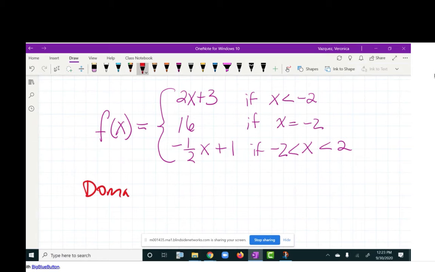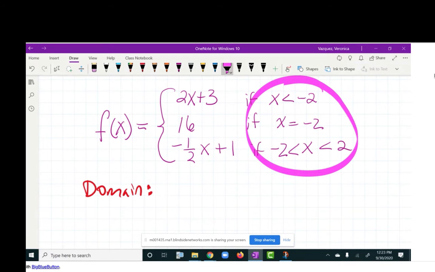Okay. So the first question is about the domain. What's the domain of this function? The domain is all the possible x values, so we want to focus on just this part of the expression. x can be less than negative 2, it can be equal to negative 2, or it can be between negative 2 and positive 2. But we have no part of this function where x is beyond positive 2.